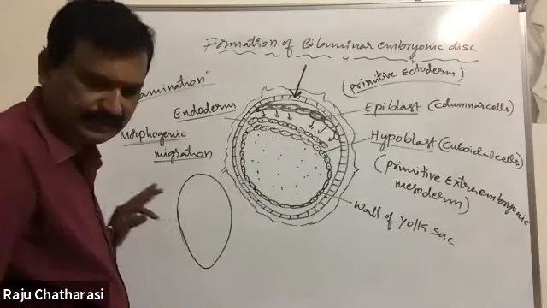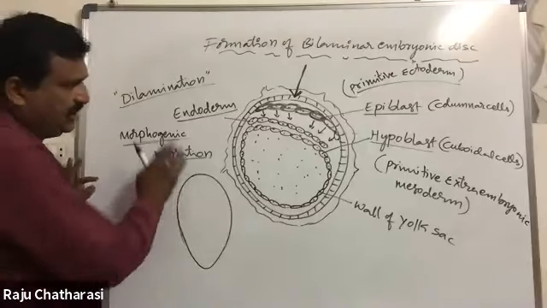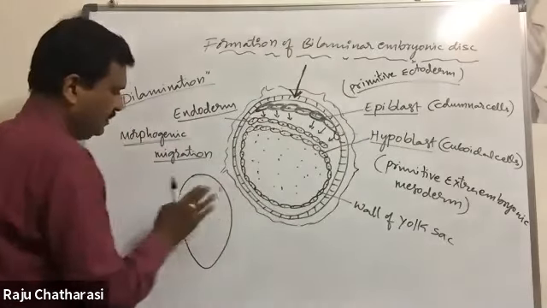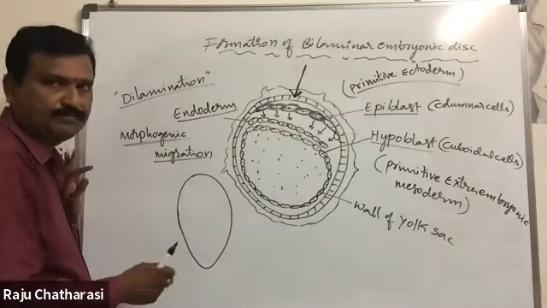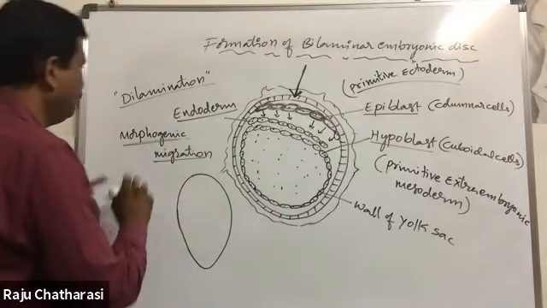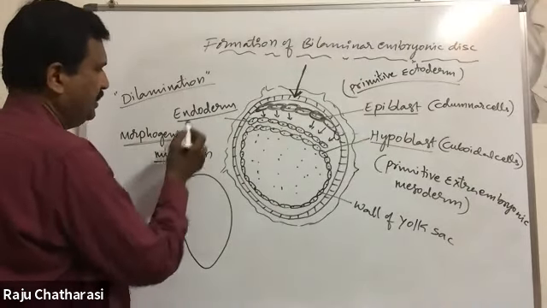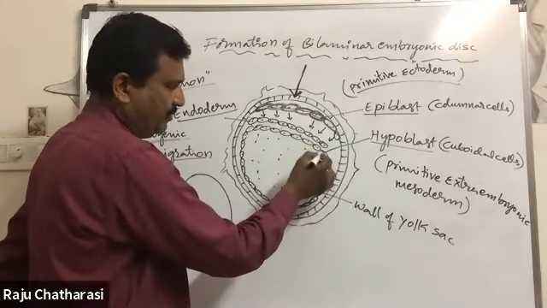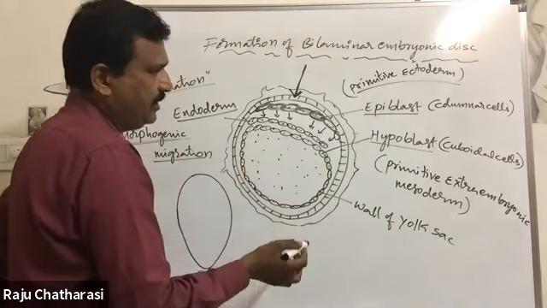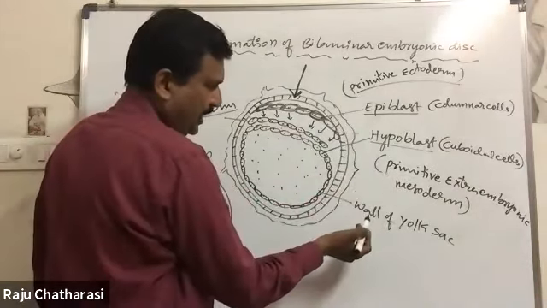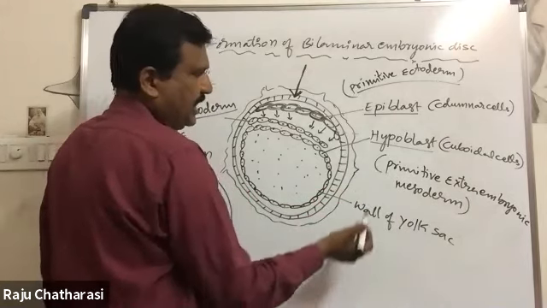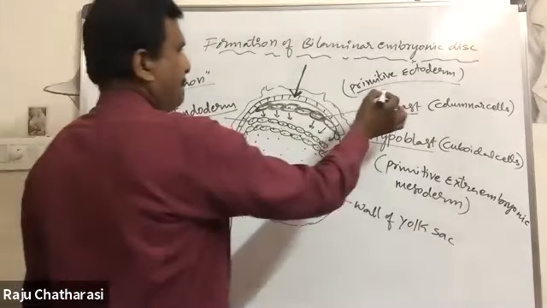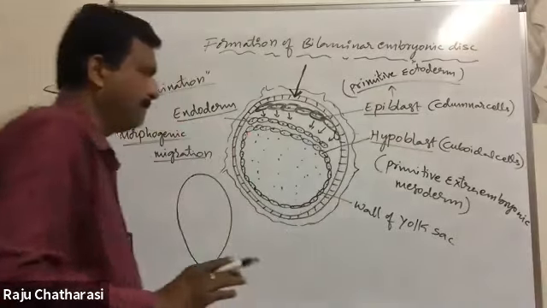So let us see later stages. First of all, please observe this diagram, because we are going to another diagram. Delamination, morphogenic migration, endoderm, wall of yolk sac. Hypoblast developed into the wall of yolk sac. The wall of yolk sac develops into the mesoderm of the wall of yolk sac. This is epiblast, right? Just observe that.